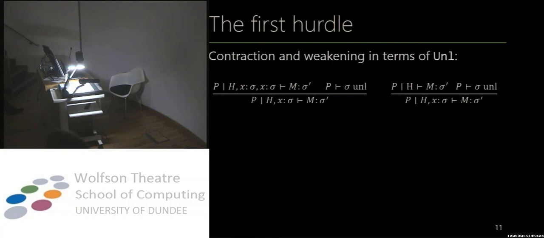It says that if our environment includes an assumption X has type sigma, and we can prove that sigma is an unlimited thing, I'll tell you how the judgment works in a second, then we can duplicate this assumption. One thing that's relevant here is that my typing environments are going to be multisets. Similarly, if I have an assumption in the environment and I can prove that sigma is unlimited, then I can get rid of that assumption. This is my conventional contraction and weakening rules from substructural logics, simply ported over to my type system setting.